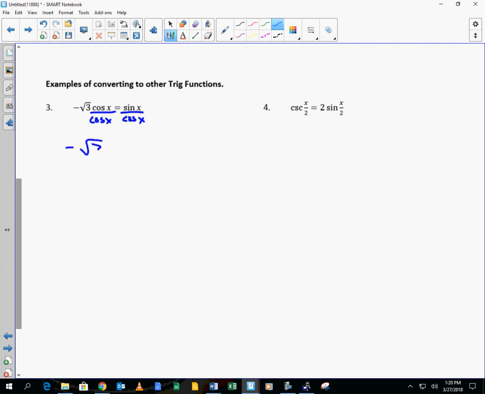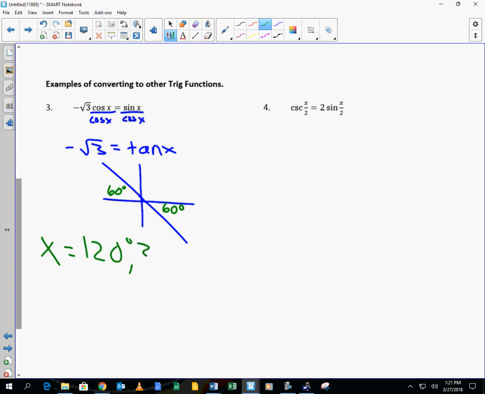So I get negative root of 3 is equal to what, sine divided by cosine? Hey, isn't that nice and tricky? Look at that. Isn't that smart? Well, where's tangent negative? Second and fourth. Inverse the root of 3 on your calculator for tangent, and what do you get? Very good, 60 degrees. So therefore, I have x is equal to 120 and 300.